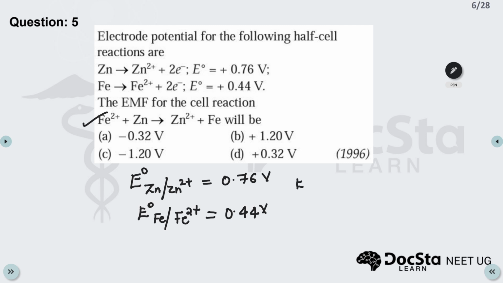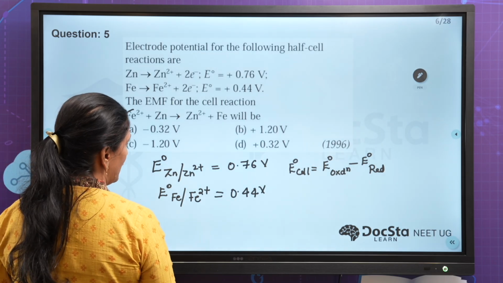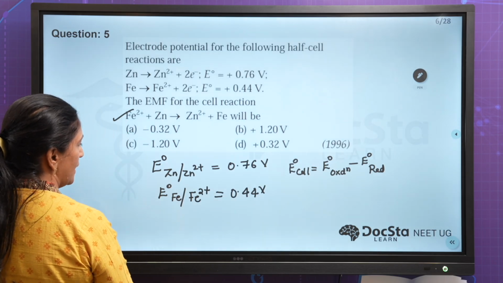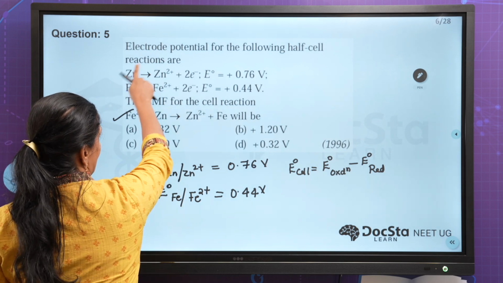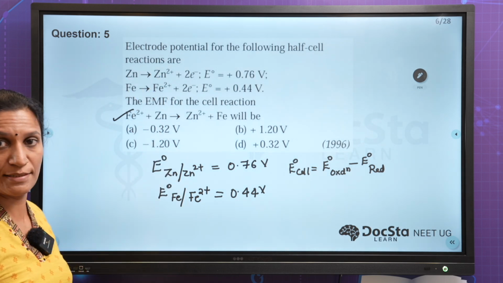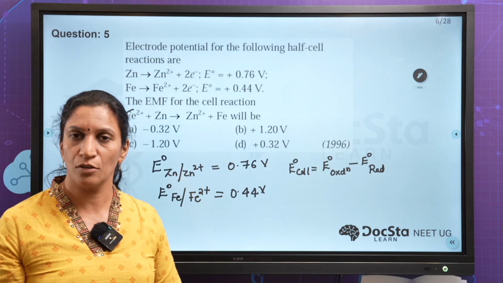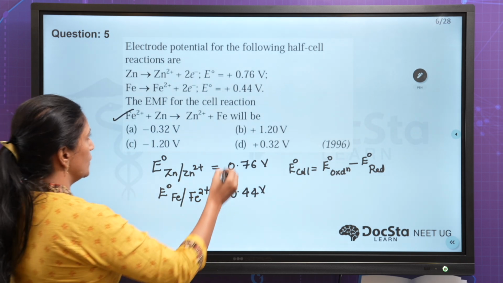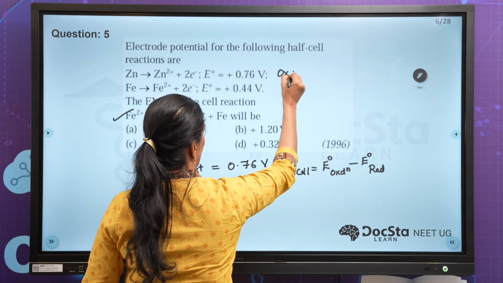How you evaluate E0 cell? We have found out the formula, that is E0 oxidation potential minus E0 reduction potential, isn't it? The first question we have answered, how you calculate the EMF of the cell. Now you have to make a slight change here, that is, here we find that zinc is getting converted to Zn2 plus. Zinc is getting oxidized. So this is your oxidation half cell.